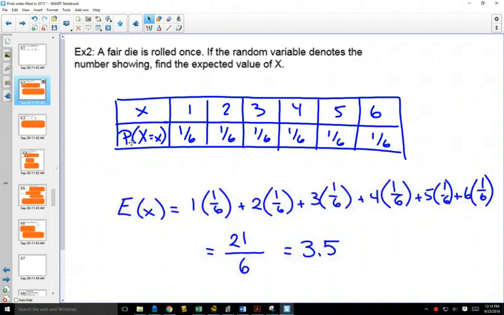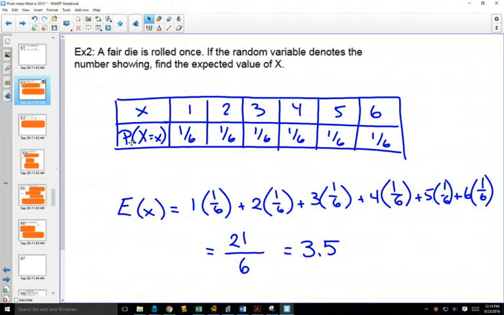Now, if we multiply each event by its probability and add those all up, you're going to get 21 out of 6, or an average of 3.5. Which makes sense, because if you think of the numbers 1 through 6, what happens right in the middle of all of those numbers is 3.5. So this is using the formula of multiplying each event by its probability and adding it up.